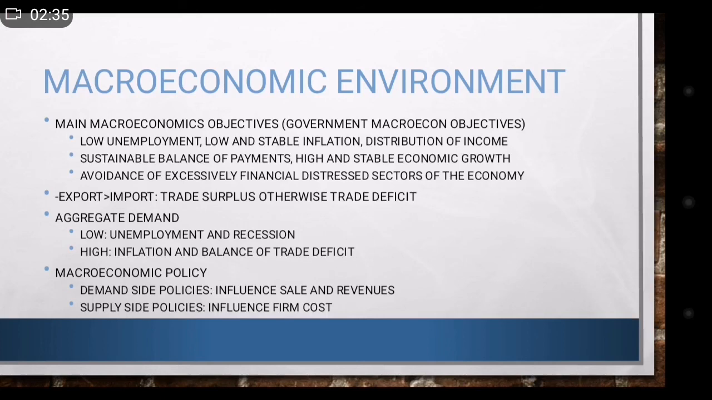So, macroeconomic policies. What does the government try to do in order to influence businesses to keep them running? On the demand side, it is so that people can demand more, or the business can have more, so it is to influence sales and revenue. And the supply side is to influence the firm's costs.